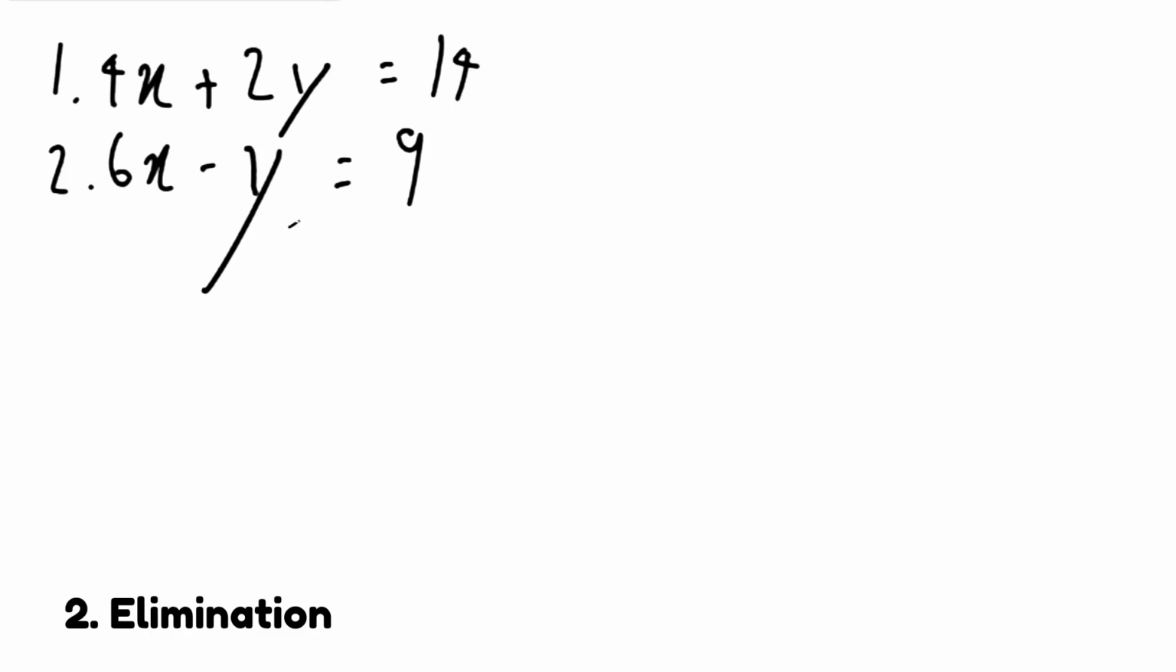So in order to make the y coefficients equal, we're going to multiply each equation by the other equation's y coefficient. So I'm going to multiply the first equation, for example, by 1, since the second equation's y coefficient is 1, and I'm going to multiply the second equation by 2, since the first equation's y coefficient is 2.